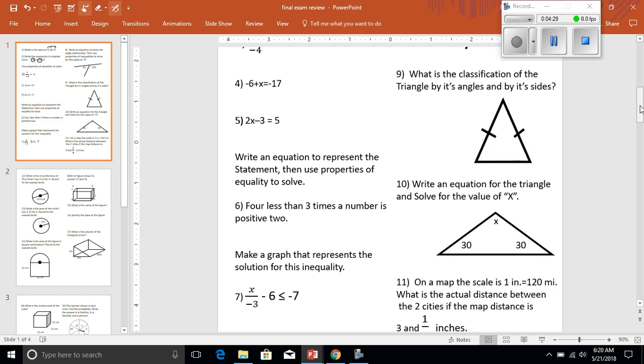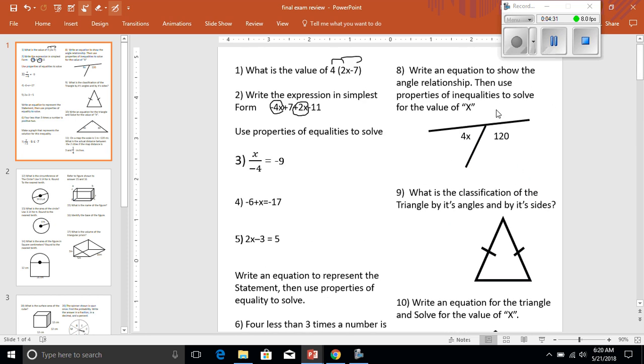All right, let's go to number 8. Write an equation to show the angle relationship, then use the properties of inequality to solve. Well, remember that every straight line is 180. And that means that 4x plus 120 has to equal 180. Now we've made our formula. No different than the formulas over here.